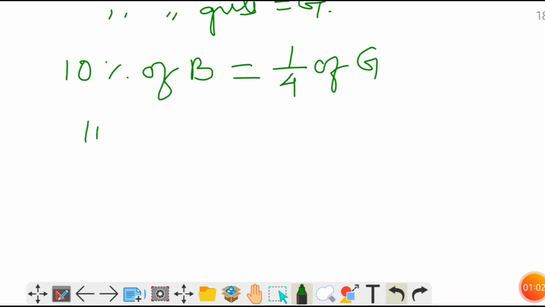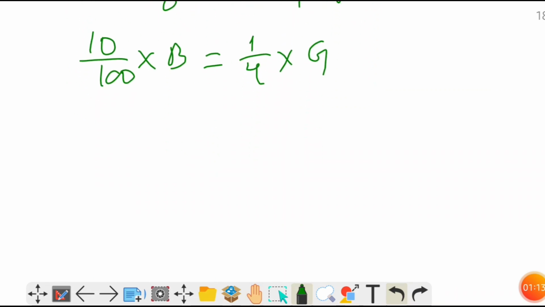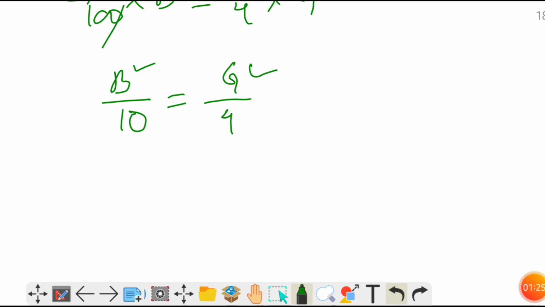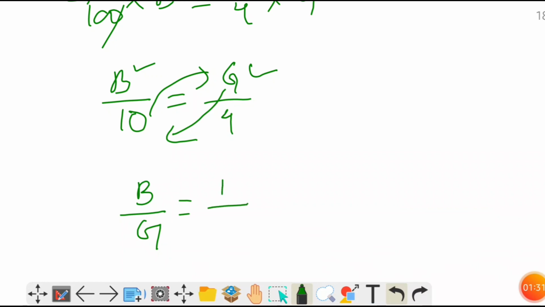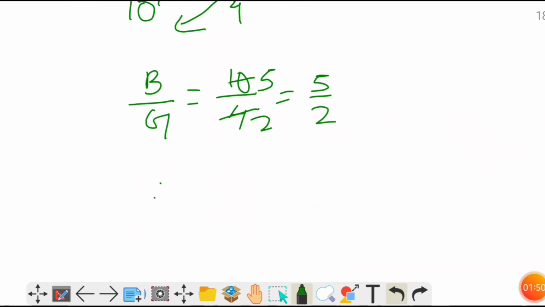Now 10% means 10 by 100, of means multiply, so 10/100 into B equals 1/4 into G. Zeros will cancel out. Now we get B by 10 equals G into 1/4, that is G by 4. Since we have to find the ratio of boys and girls, we take B and G on the left hand side and the numbers on the right hand side. So we get B by G equals 10 by 4, and by cancelling out we get 5 by 2. That means the ratio of boys and girls, B:G, equals 5:2. That's our answer.